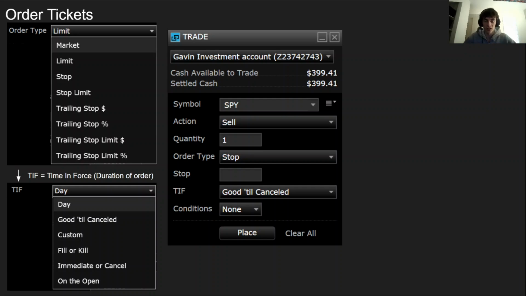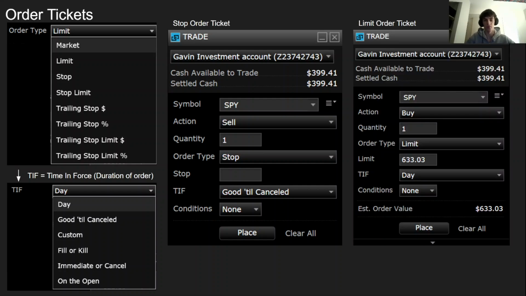Fill or kill just means that if I was trying to buy 100 shares, I want all of my shares filled or none of my shares filled. And then immediate or cancel is when I am trying to buy shares, I want to be filled immediately or cancel the entire order. And then on the open is what it sounds like. It's going to execute an order right at the open of the market.